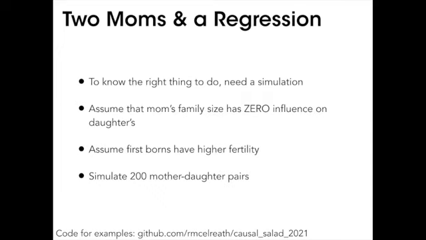So I have a simulation, and the code for this simulation is on the repository next to the slides. We don't need to focus on the details of that. We're going to unfold all the assumptions of the simulation as we move through the slides. What we're going to assume is that mom's family size has no influence on the daughters. Assume firstborns have higher fertility than laterborns, and it's probably because they inherit more stuff. They're given preferential treatment. Or they receive the assistance of their siblings in raising their kids. Could be a bunch of reasons for this. And then I'm going to simulate 200 mother-daughter pairs. So we have a bigger sample than almost any anthropologist ever gets.